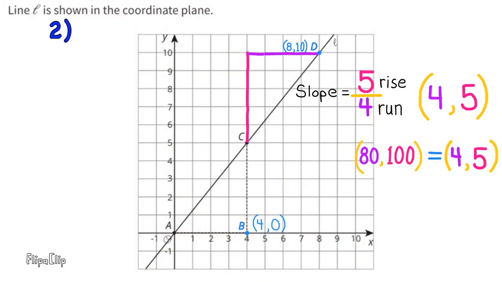2D. Is the point 80, 100 on line L? Explain how you know. Yes, they could be on the same line and they have the same slope because 100 divided by 80 is equal to 5 divided by 4. For example, 80 is 20 times larger than 4 and 100 is 20 times larger than 5.